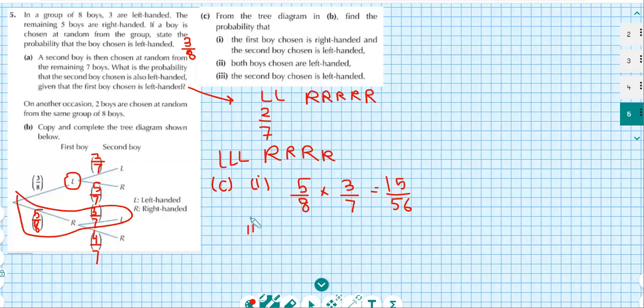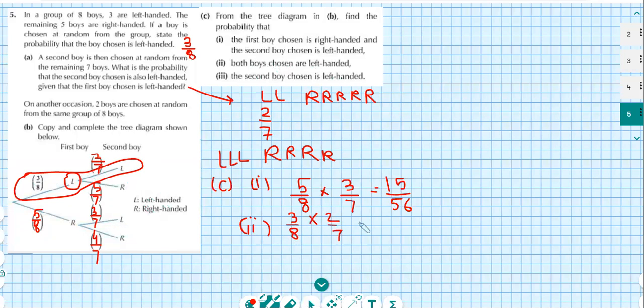Part 2: both boys chosen are left-handed. Left, left. This one. So the probability will be 3 over 8 and 2 by 7 for the branch. That gives 6 over 56, or 3 over 28.